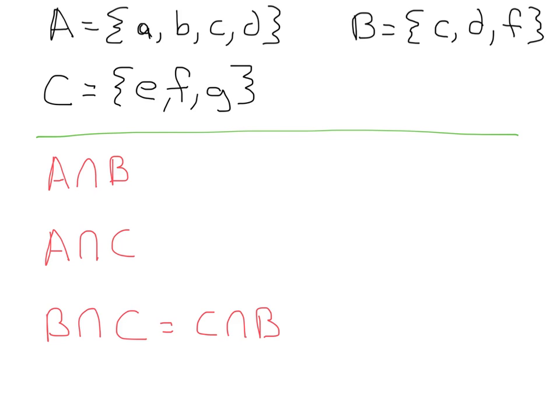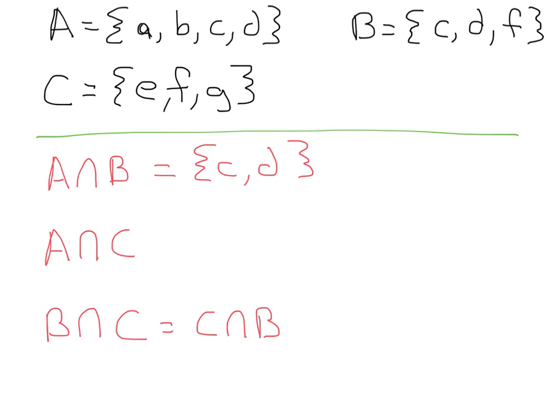Alright, if you've done that, then you should see that the intersection of A and B, well, they have a C and A, and a C and B, and a D. So the intersection is C and D. Those are the elements which are in both.